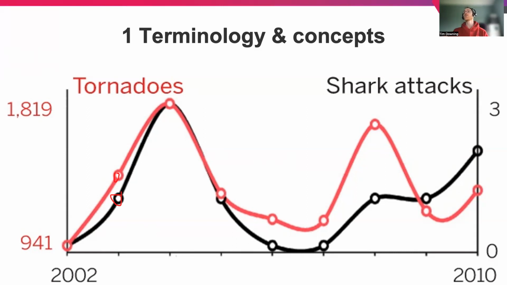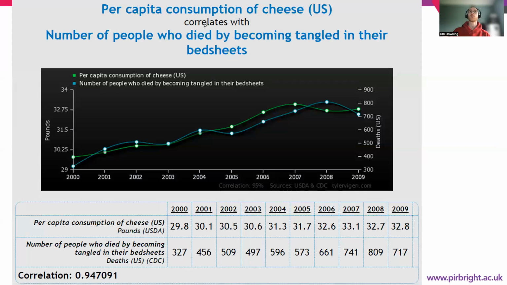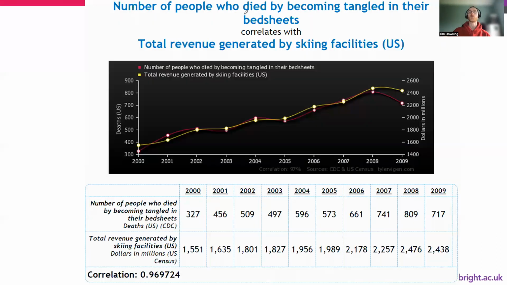If we look then at other correlations, things like the number of people who become entangled by getting stuck in their spreadsheets in the US, and the consumption of cheese there between the years 2000 to 2009, we see that there's a very tight correlation there, suggesting that there's some sort of link. And similarly, if we look at the number of people who died by becoming entangled in their spreadsheets and the total revenue from skiing facilities, again, there's a very strong correlation there for the same time period, suggesting that there's links between the skiing facilities and big cheese to get people to get entangled in their spreadsheets.